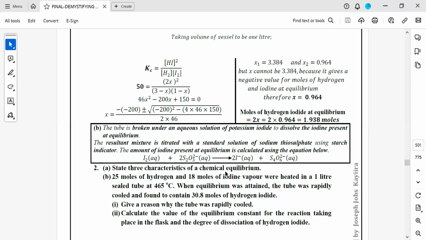So you realize that that tube was cooled rapidly so that we could establish the equilibrium and so that the temperature would not go below the one we are expected to have at obtaining the equilibrium. You're supposed to do that very rapidly to ensure that you attain the equilibrium that you need at that particular time. You need to establish the equilibrium at a specific temperature. So the temperature should not go lower than what you expect to obtain at what? At equilibrium. And then the second question is telling us to calculate the value of equilibrium.